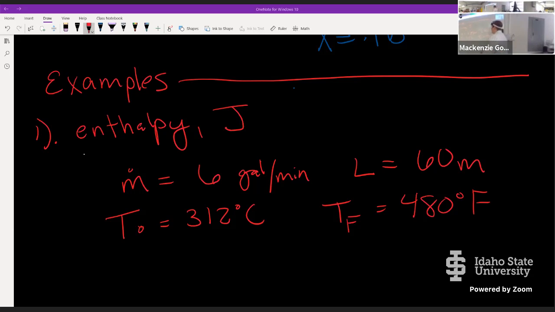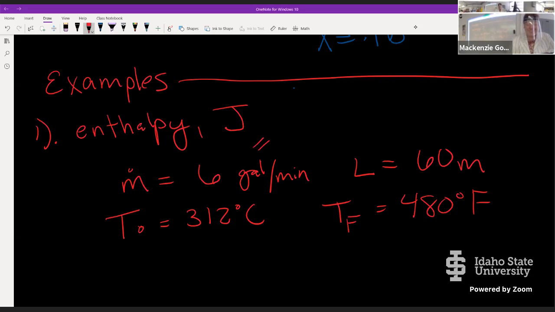So, the mass flow rate, is this SI or Imperial? Imperial. The starting temperature, SI or Imperial? SI. Our final temperature, SI or Imperial? Imperial, right? And our length, 60 meters, SI. How many of you decided to convert the Imperial units to SI? Okay. So, let's see, online, meters to feet, never, okay.